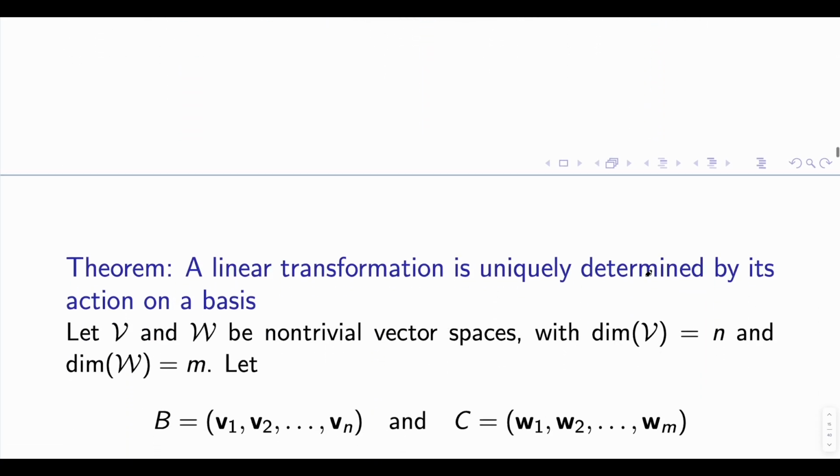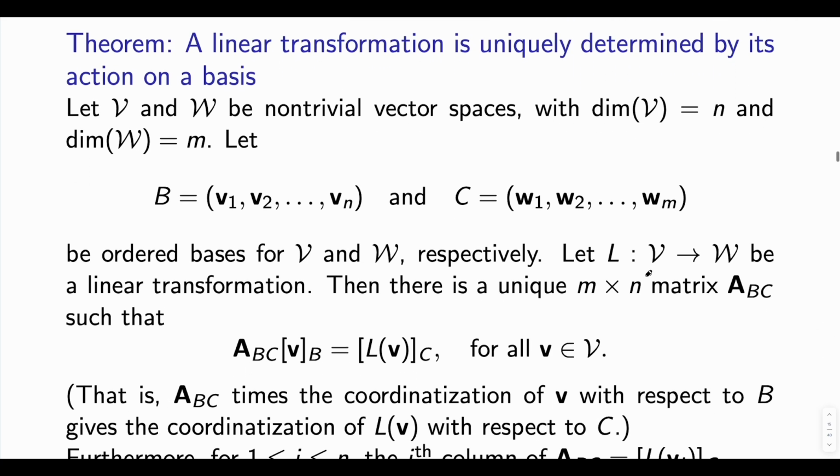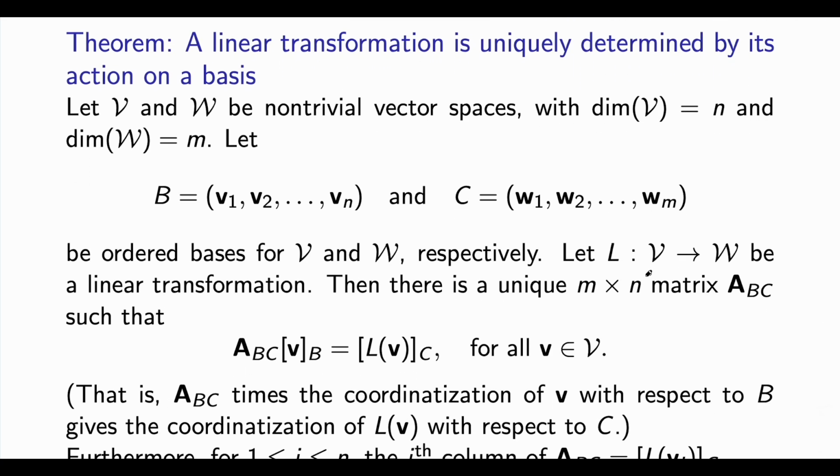Or in other words, we can reframe the given statement again. Let V and W be two non-trivial vector spaces of dimension m and n, right? We can go for any dimension here. The proof we did was for Rn to Rn. Now we are generalizing the result from Rn to Rm. So B is an ordered basis v1, v2, vn, and W has ordered basis, let's say C, w1, w2, wm, right? Then L is a linear transformation from V to W.